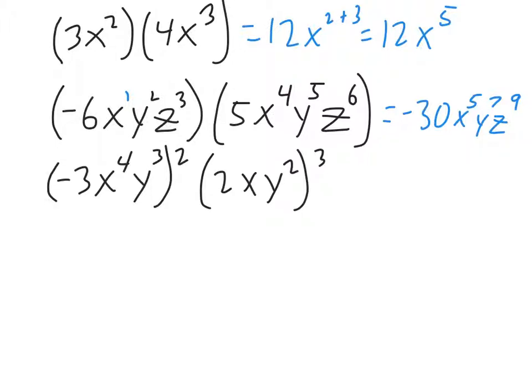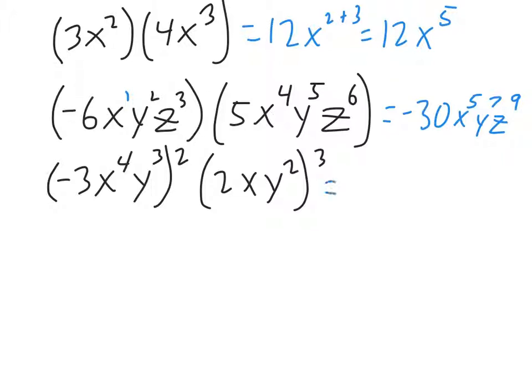Alright, this one will take a little bit more time. So first we want to look at, we have a monomial being raised to an exponent and another monomial being raised to an exponent. So first we need to raise each of these to their respective exponents. So to do that, we need to look at the exponents.